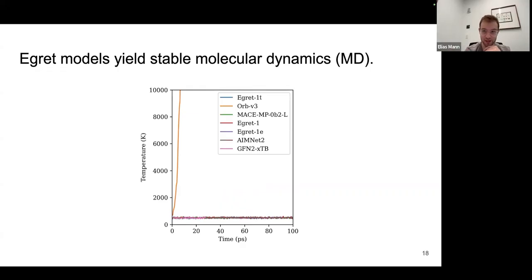Egret does on par with these DFT results, which is pretty cool. It yields stable molecular dynamics, and this is not meant to be dunking on Orb V3. Orb V3 is trained on materials. This is on citalopram, an organic drug, so it's just not in distribution for that model. But it was really just to show we can have stable MD over a longer period of time here.